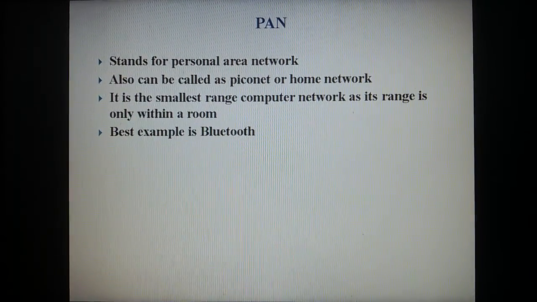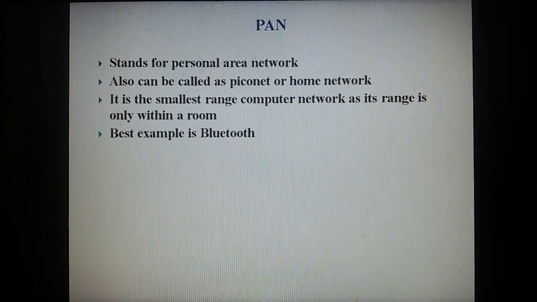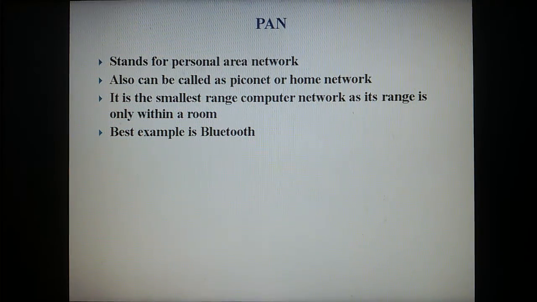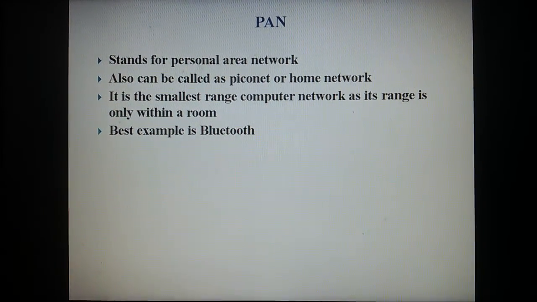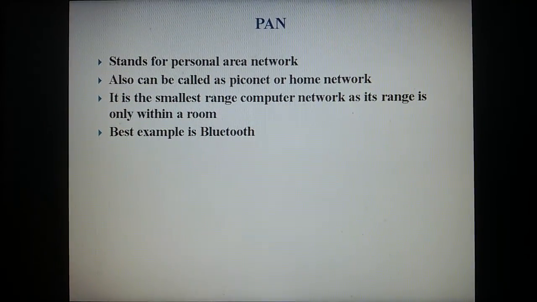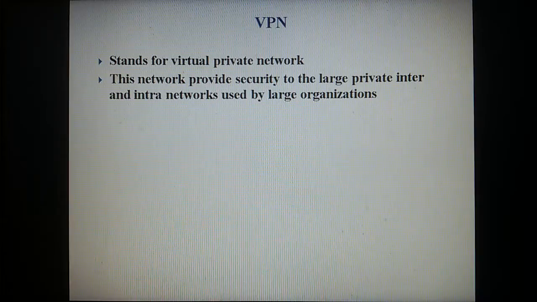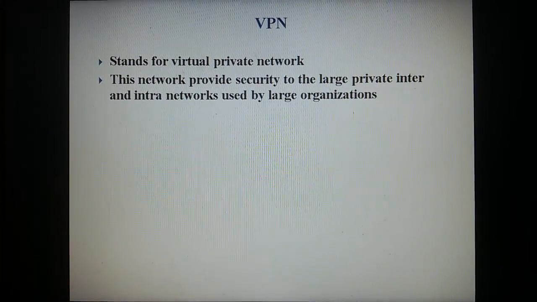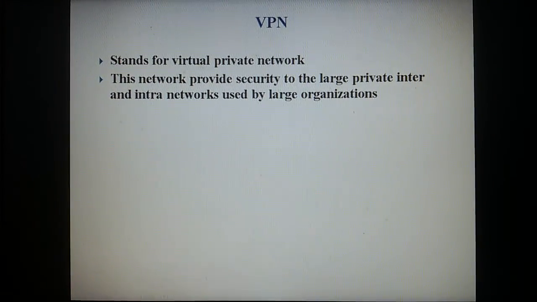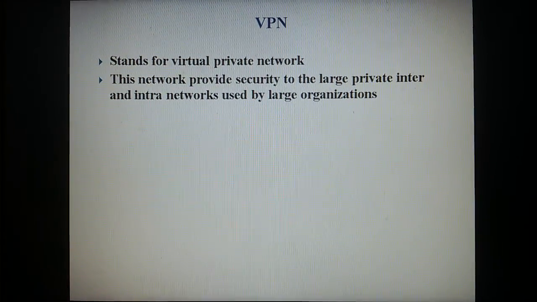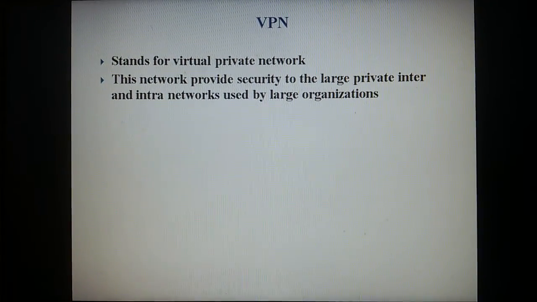PAN stands for Personal Area Network, also called PicoNet or Home Network. It is the smallest range computer network as its range is only within a room. Best example is Bluetooth. VPN stands for Virtual Private Network. This network provides security to the large private and intra-networks used by large organizations.